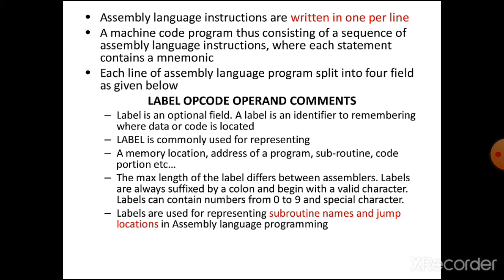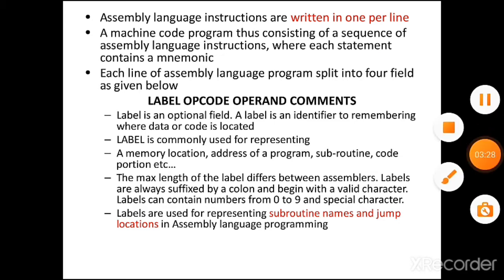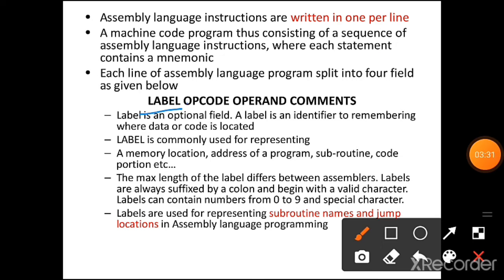When we write an assembly language program, all instructions are written one per line. So one instruction is written in one line, and a machine code program thus consists of a sequence of assembly language instructions, where each statement contains a mnemonic. Each line of the assembly language program is split into 4 fields as given below: label, opcode, operand, and comments.